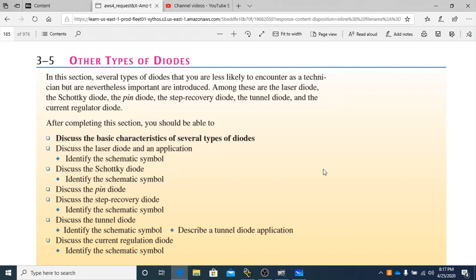Okay, in this video, we're going to go over chapter 3-5, and this is going to be talking about a few other diodes. In this chapter, it says several types of diodes that are less likely to be encountered as a technician, but are nevertheless important, are introduced. It's going to show you several diodes here, but we're going to be looking at the laser diode, the Schottky diode, and the tunnel diode.